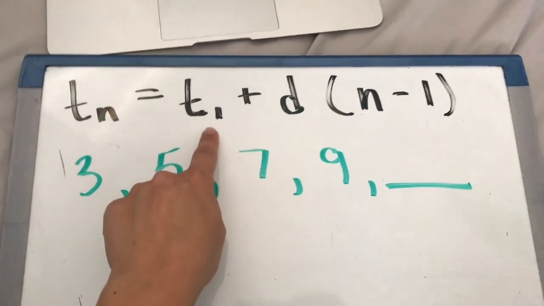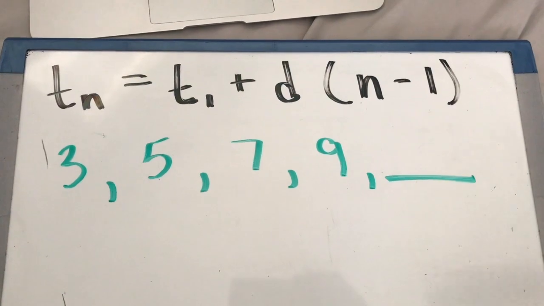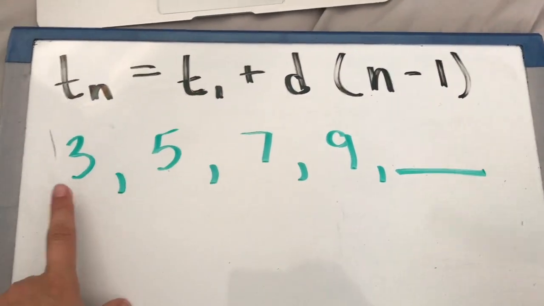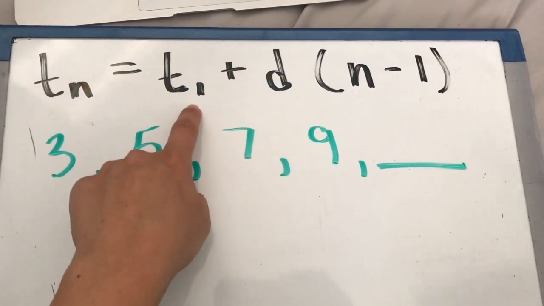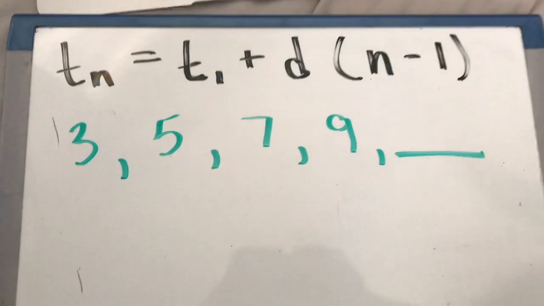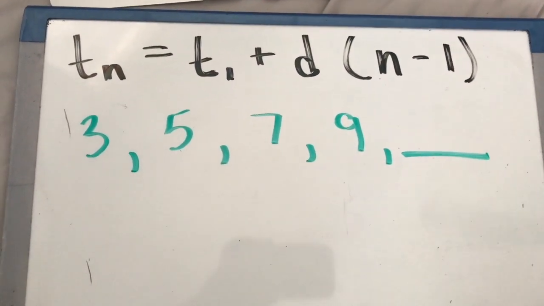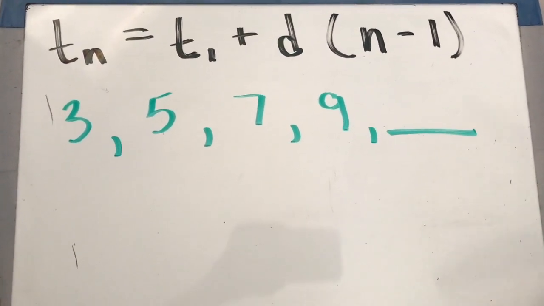And then here we've got t of 1, which that 1 tells us that it's the 1st term. So we're going to plug in right here whatever our 1st term is. I look down here and I see that it's 3. So t of 1 is just the 1st term. And then d is still the same thing that it was in the recursive formula. It's the common difference, the number that we're adding by.